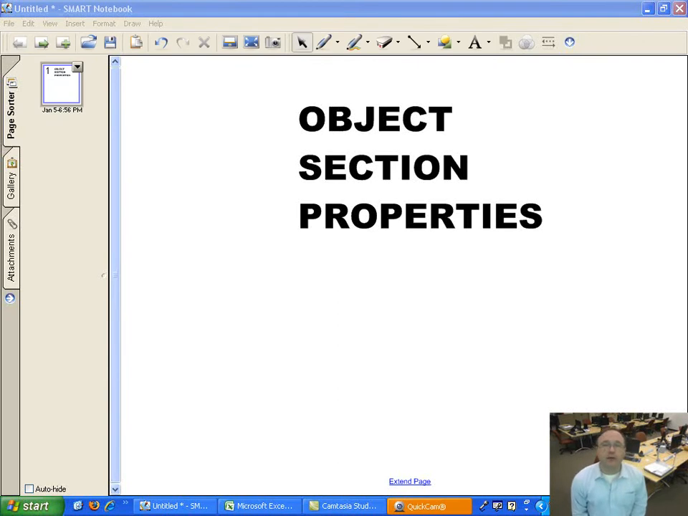Hello, and welcome to the Camtasia file with regards to object section properties. What we're trying to determine here is the cross-sectional properties of your object, not only in terms of area, your cross-sectional area, but its centroid, where the center of gravity is of the object, and how much resistance to bending the object gives you.